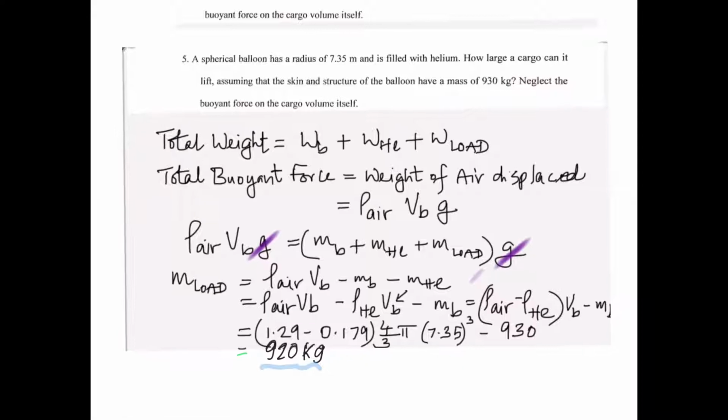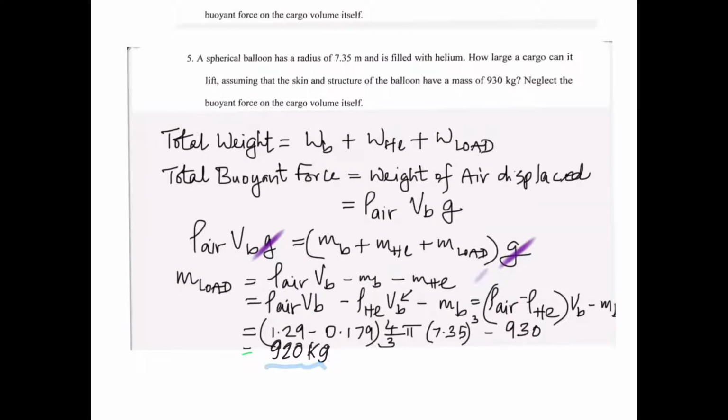The total weight is equal to the weight of the balloon plus the weight of helium plus the weight of the load. You can either take it as mass or weight. The only difference is that weight is mass multiplied by the acceleration due to gravity. So the total buoyant force is the weight of air displaced. Set them equal to each other, and you see that the g's cancel out. So here you have the mass of air displaced, and here you have the total mass to be lifted. That's all. Problem done.